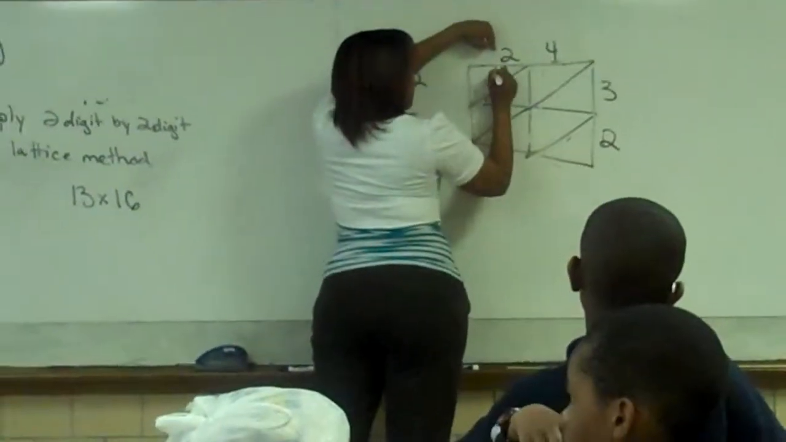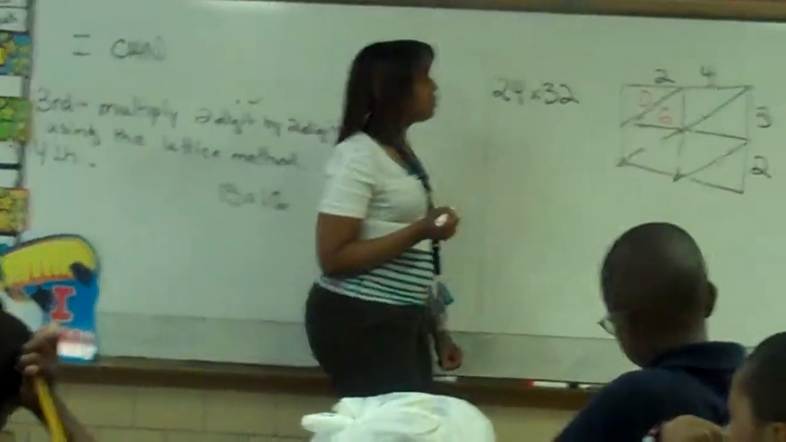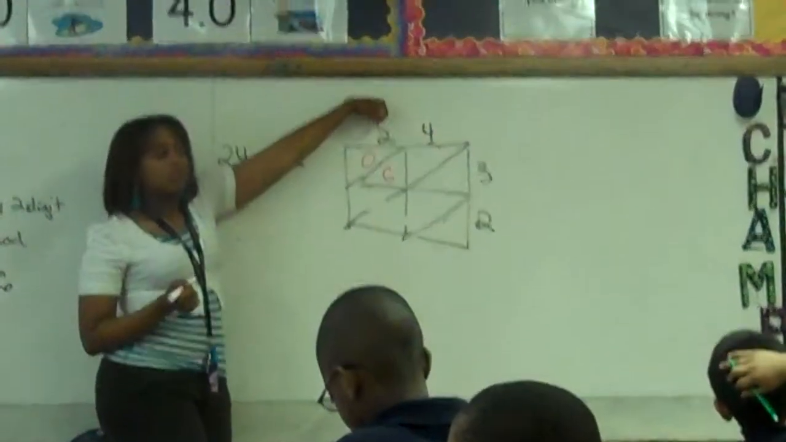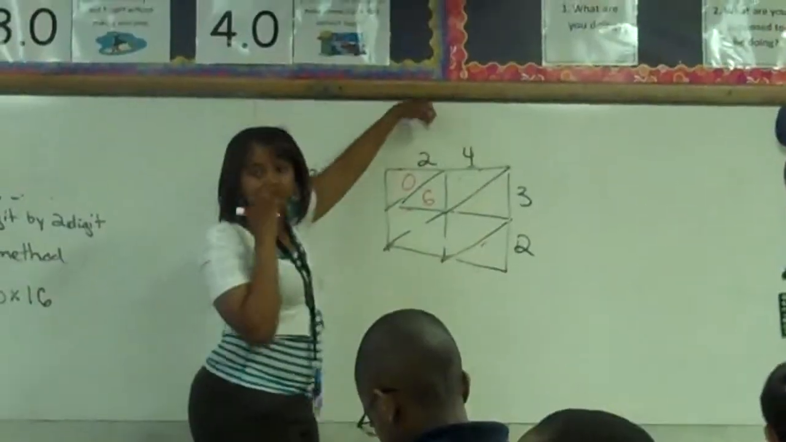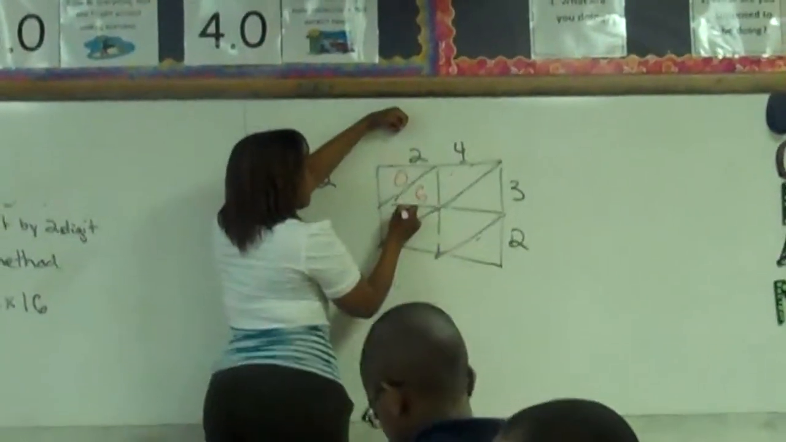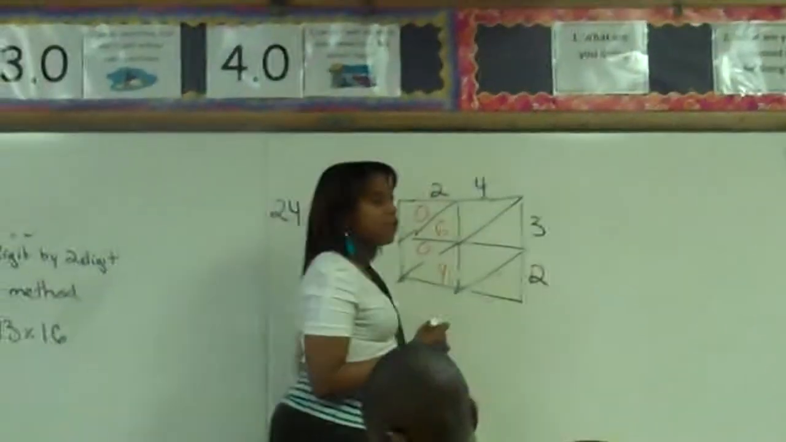2 times 3 is 6. 0, 6. Alright? Then what's next? 4 times 2. 2 times 2. And 2 times 2 is? 4. So I need to put what in this box? 0. Be careful because I heard someone say 40.